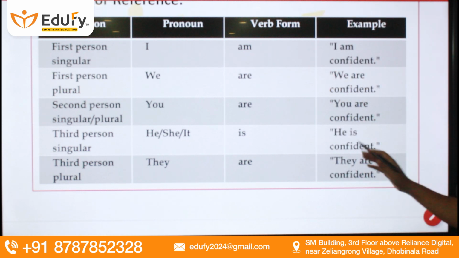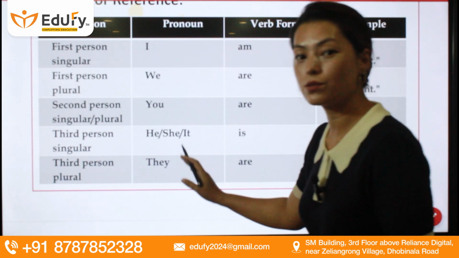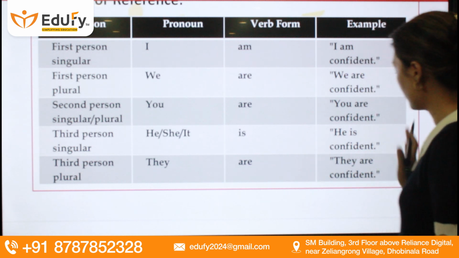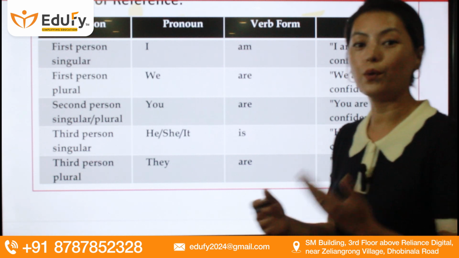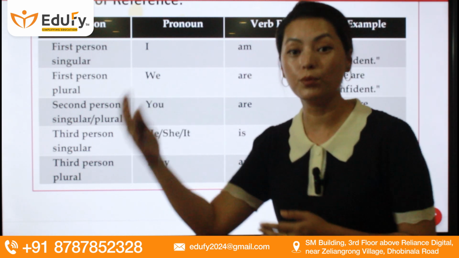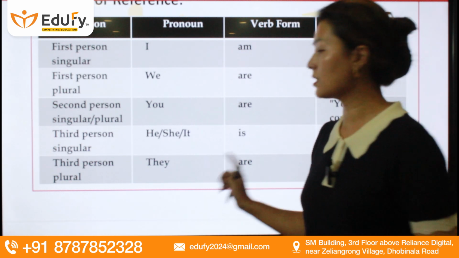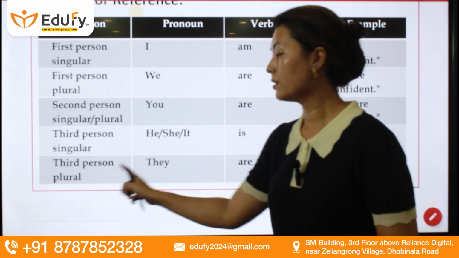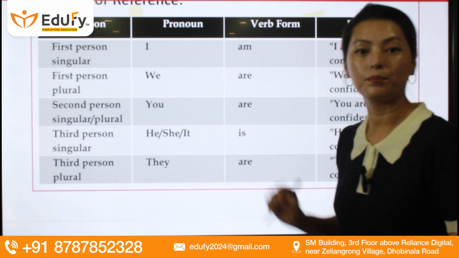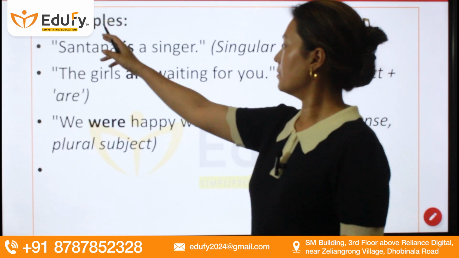So if you want to write this in the past form, you can also write they were confident. Again, were is used to signify a plural subject in the past form. Are is used to signify the plural third person in the present form. Take a look at this example.